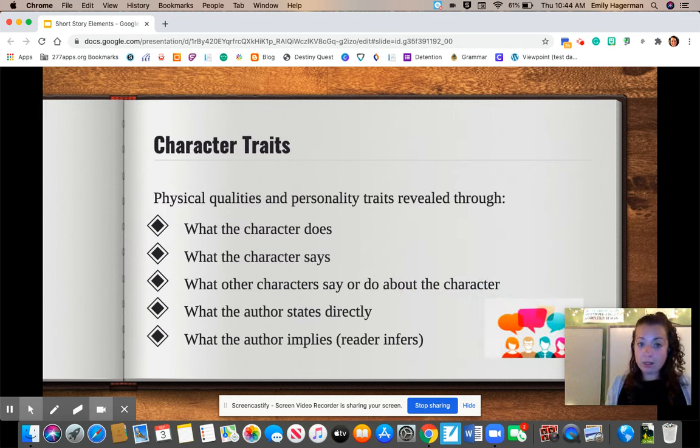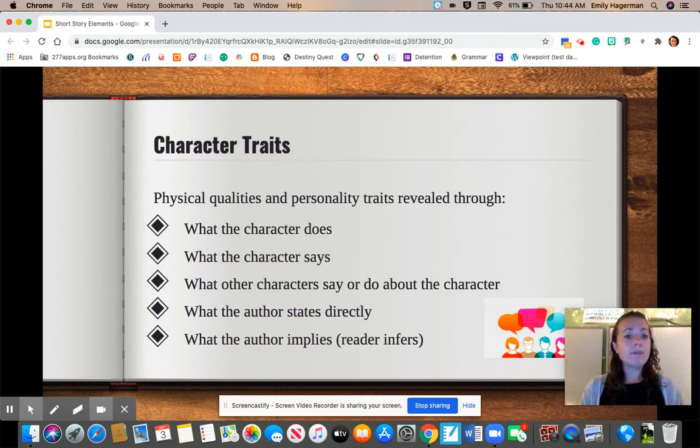Final thing we'll say about characters is that when we're discussing characters, we want to think about character traits. So these might be the physical qualities and personality traits of a character. Usually these are revealed through what the character does. So we know that a person is probably mean and cruel if they kick a puppy, and they're probably kind-hearted if they rescue a puppy off the street, right? Might be what the character says. So maybe they say nice things to others and they like to give lots of speeches and they might be really kind-hearted or really motivational. Or maybe they insult others and they're a bit of a bully.